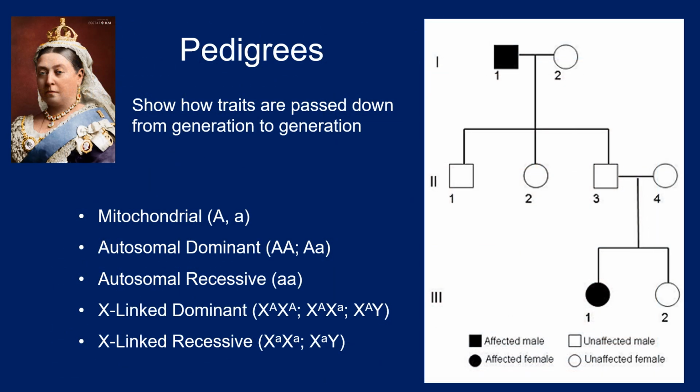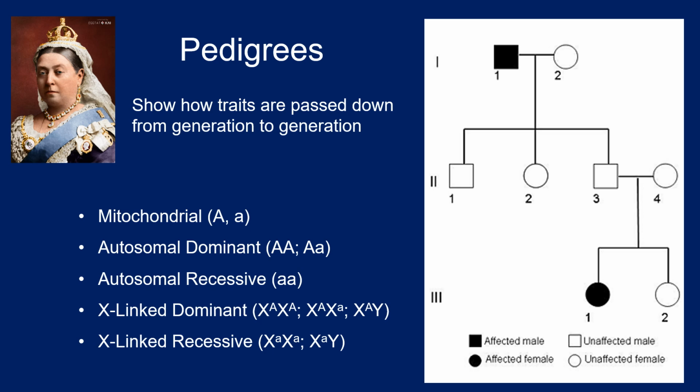In class, we also talked about pedigrees. And pedigrees show how traits are passed down from generation to generation. Here's a pedigree here, and we've got the generations numbered. Generation 1 gives rise to generation 2, gives rise to generation 3. And we can use pedigrees to look for inheritance patterns within a family, for instance. So just a few reminders.